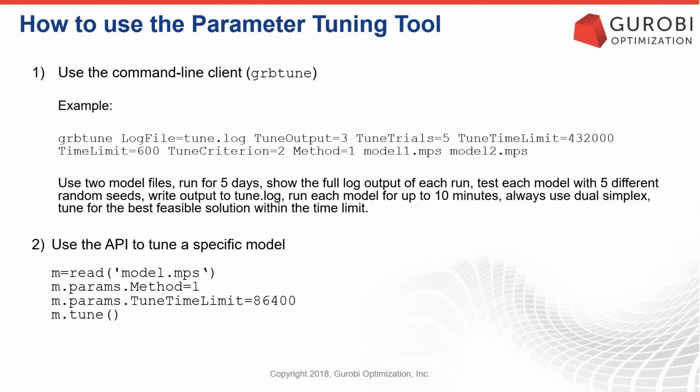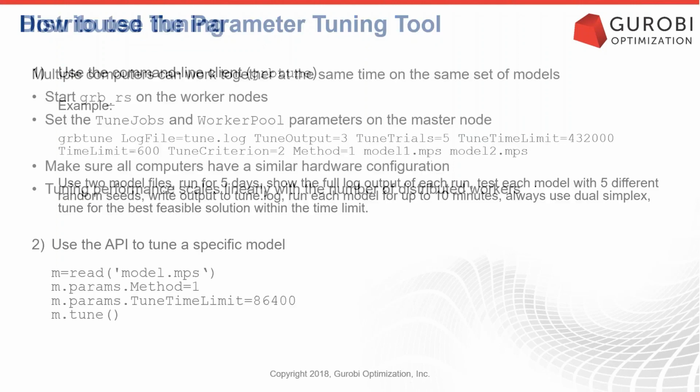It's not the only way you can use the tuning tool. You can also do it, for example, from the API. If you have a specific model, you can just read it or build it in the usual way. Set a few parameters, for example, the time limit for tuning, which is 1 day here, and then instead of calling optimize, you call the tune function. So those are the 2 main ways to use the parameter tuning tool.